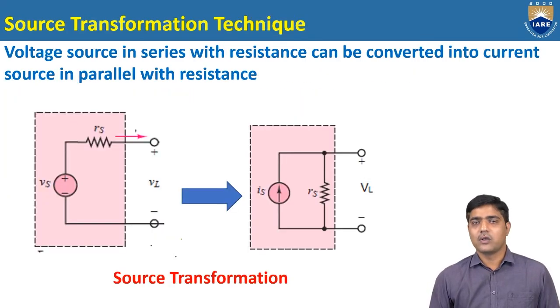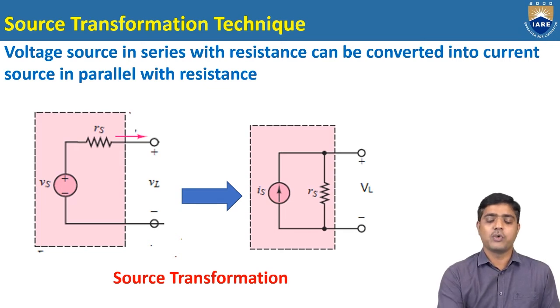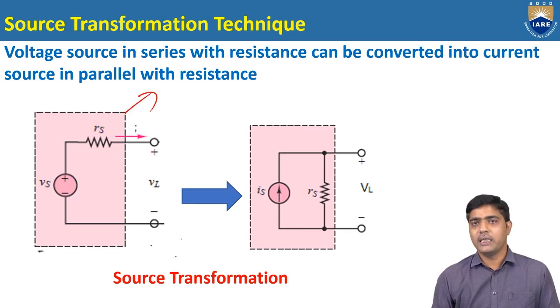So here, source transformation techniques. What are you going to transform here? If there is any voltage source that is connected in series with a resistance, you can transform it into a current source in parallel with the resistance. So here you can see the simple voltage source, how we can represent it in the practical case, and this is the practical current source, how we can represent it in electric circuits.